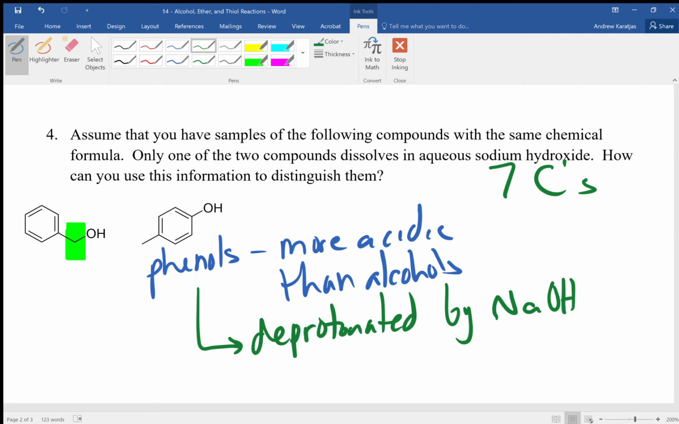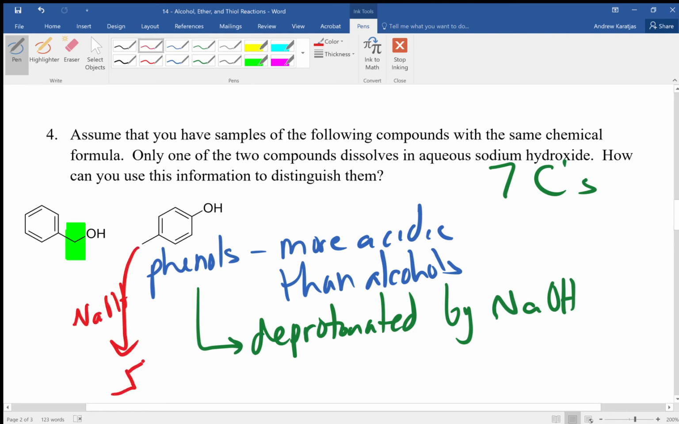But in the case of the phenol, the one on the right, if we add sodium hydroxide to it, sodium hydroxide is strong enough to deprotonate the alcohol, gives a sodium salt, and that molecule is completely water soluble. So even though these two compounds have the same chemical formula, the fact that one of them dissolves in sodium hydroxide tells us that it has to be that one.